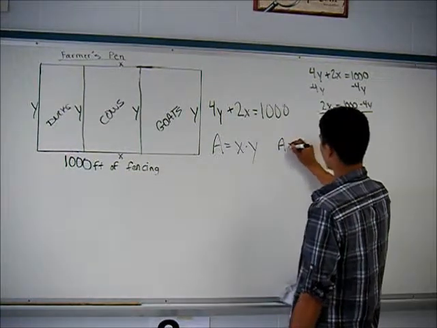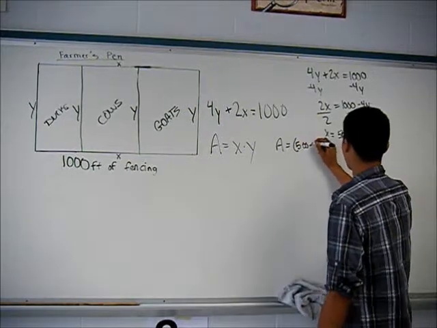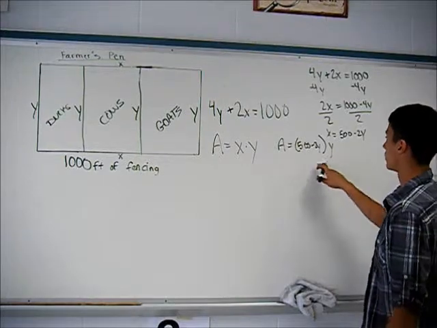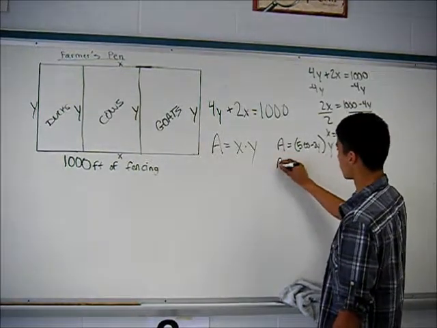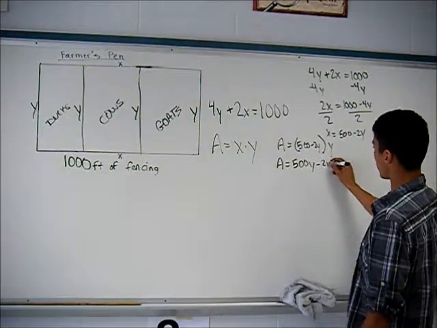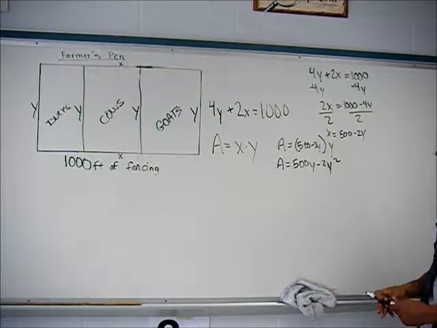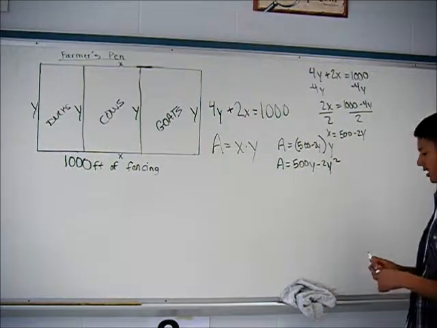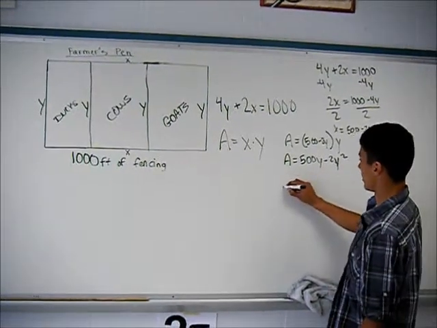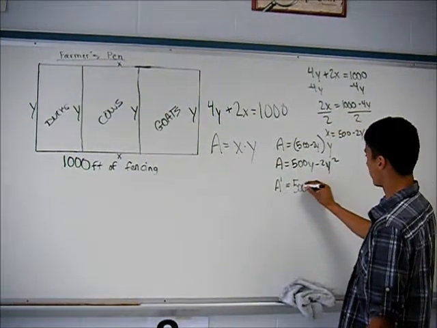So A equals 500 minus 2y times y. So now we have it in terms of y, and distributing, we get 500y minus 2y squared. Now that's all beautiful. Area equation, 1 variable. Terrific. Yes. Now we're going to use the derivative. Ooh, derivative. No one's heard of that before. So A prime equals 500 minus 4y.